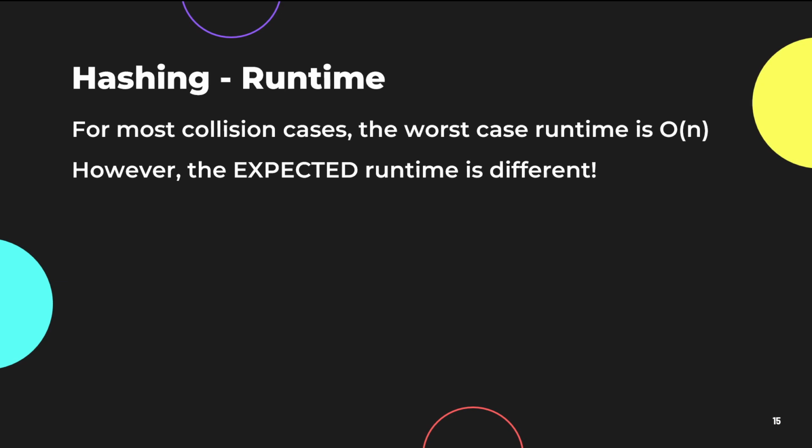But what is the expected runtime? What is the expected runtime for hashing? Expected? O(n/m), right? So our expected time is O(1 + n/m). Why is it n per m? Because you go through the linked list. And on average, the linked list has length n per m.